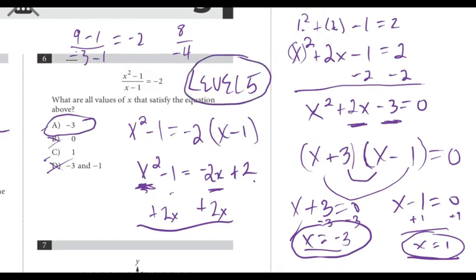And also notice if you plug in 1 into the equation, it does not work. It's an extraneous solution, showing that if you plugged in 1, 1 squared is 1, because 1 times 1 is 1. 1 minus 1 is 0. And then you get 0 over 0, which does not equal negative 2. Let's move on to number 7.